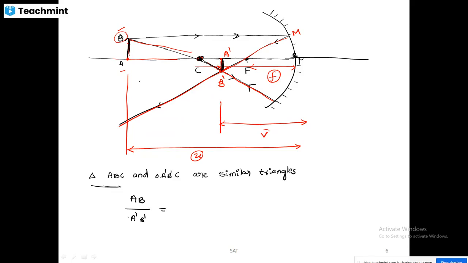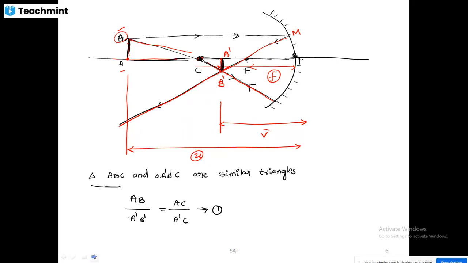Next, what about this side here? This side AC, the ratio of AC to, what about the second triangle? The second is A dash C dash. So AC by A dash C dash. This is equation number 1.